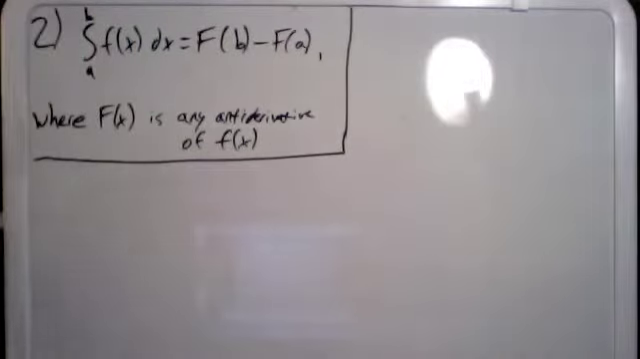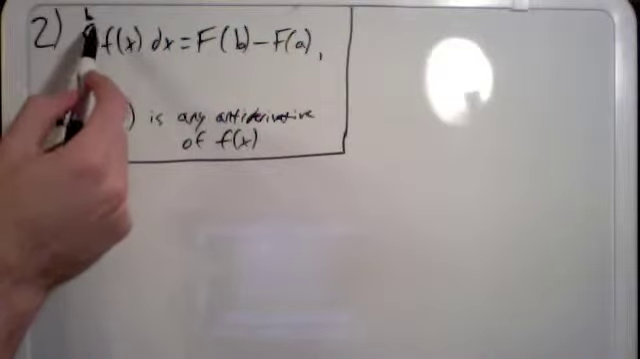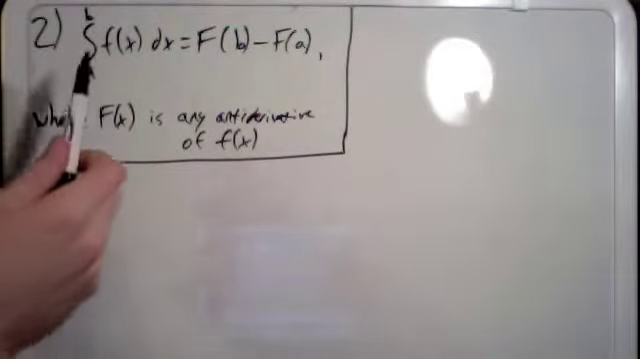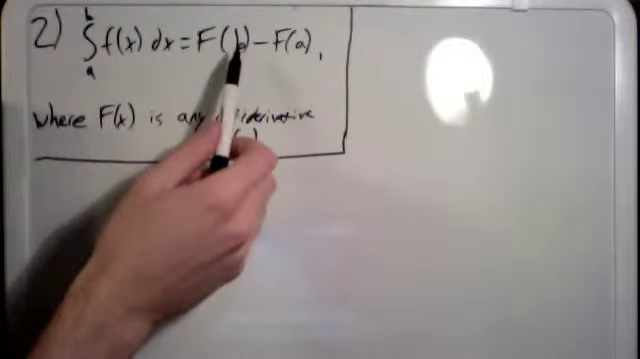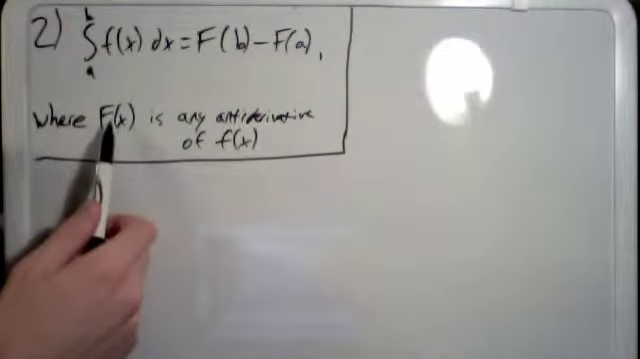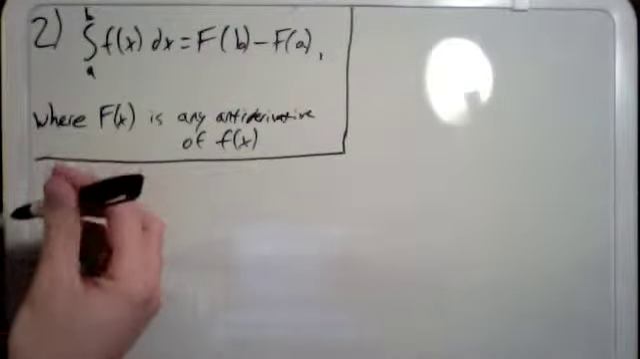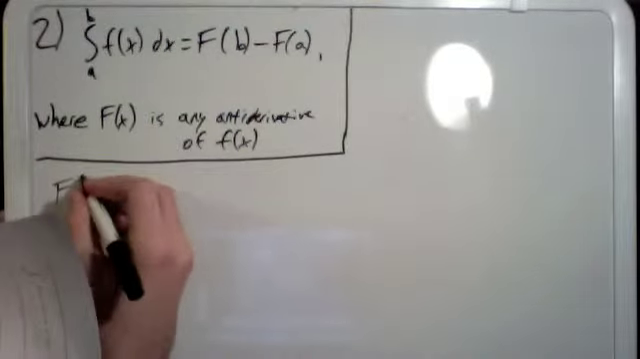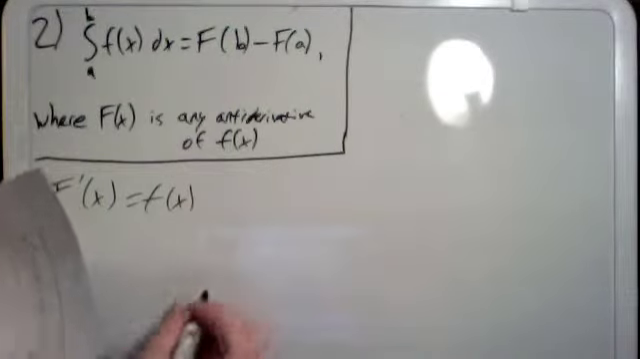Alright, this second rule is really important for the rest of calculus, so really make sure you're paying attention. This is just saying that the integral from a to b, which are, again, both constants, of f of x dx is equal to uppercase F of b minus uppercase F of a. And uppercase F of x is just any antiderivative of f of x. So that means that the derivative of uppercase F of x is equal to f of x.